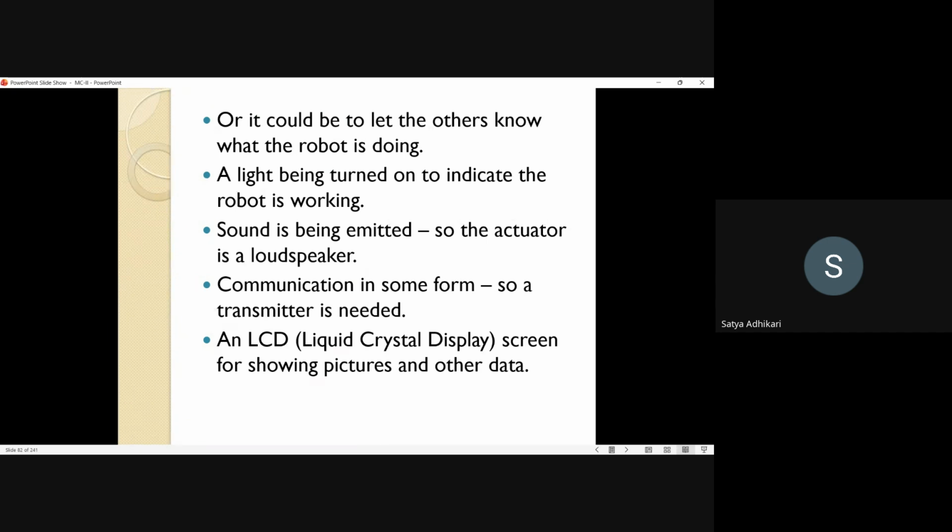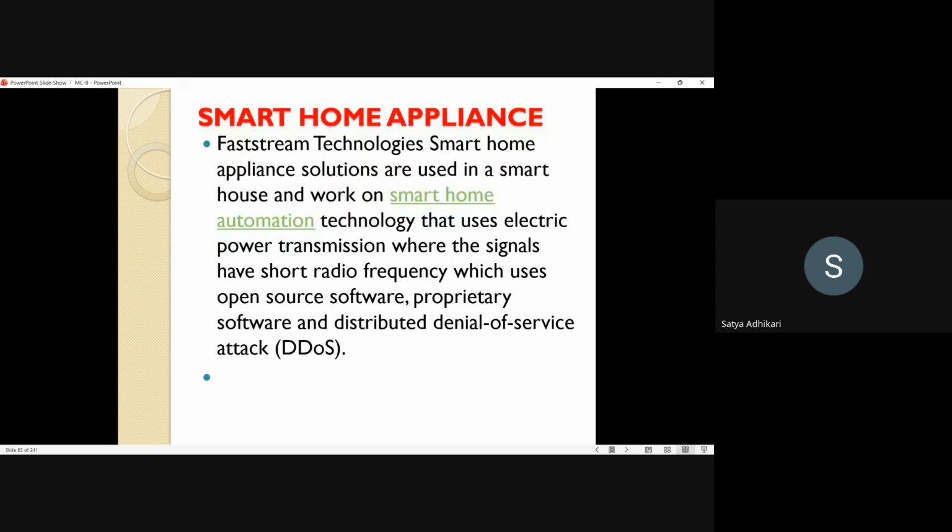Or it could be to let others know what the robot is doing. A light being turned on to indicate the robot is working. Sound being emitted, so the actuator is a loudspeaker. Communication is performed, so a transmitter is required. Sometimes there is a need for communication, and also some display, such as an LCD screen for showing pictures and other data. All of these are included in actuators.